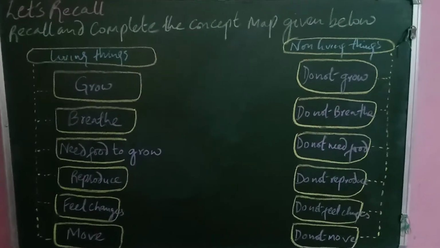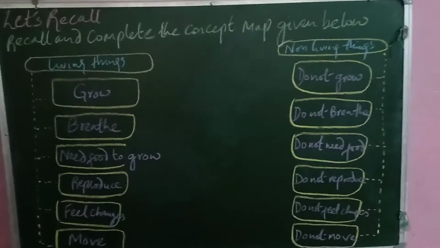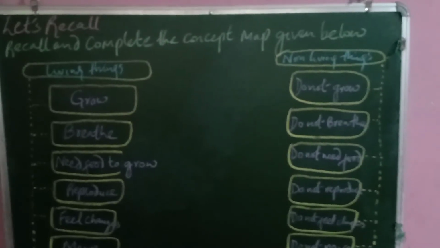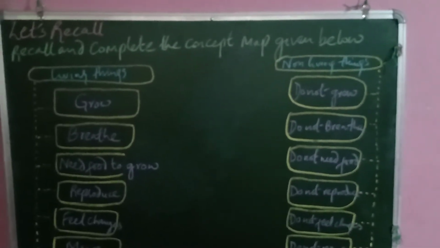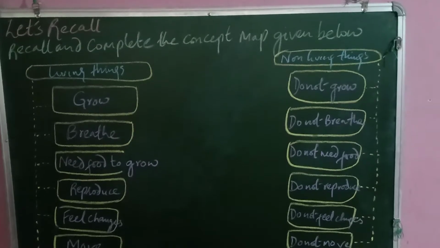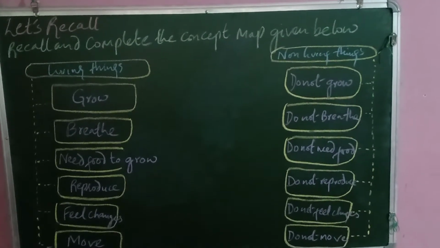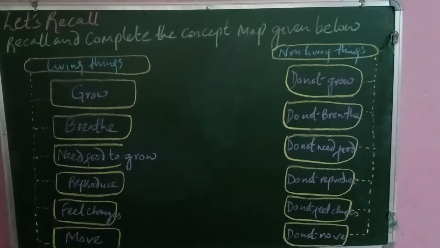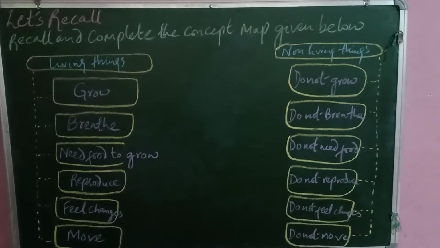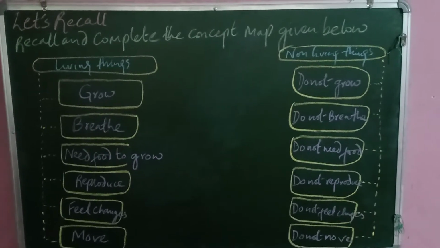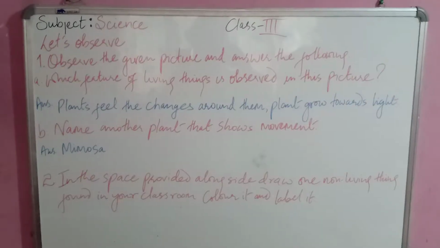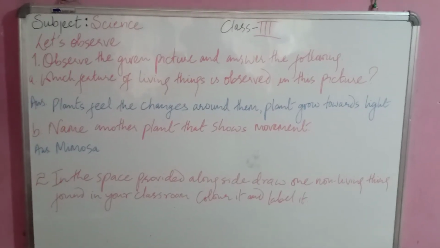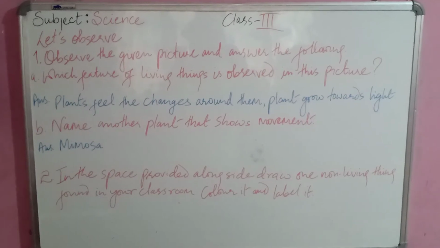In contrast to that, we have to write just the opposite of what we have written here in living thing. So in non-living thing we have to write: do not grow, do not breathe, do not need food, do not reproduce, do not feel changes and do not move. So this is how you make your diagram. Okay, moving on. After this we have questions from Let's Observe. Observe the given picture and answer the following.